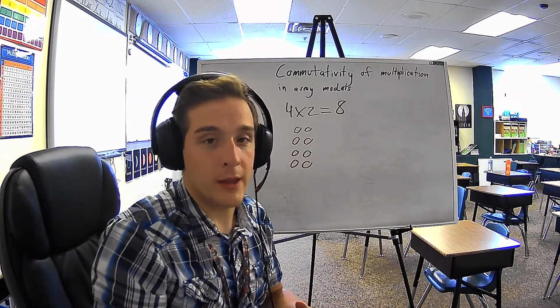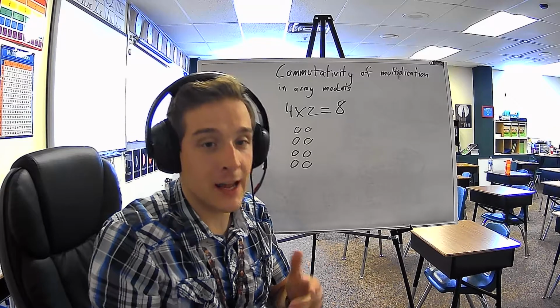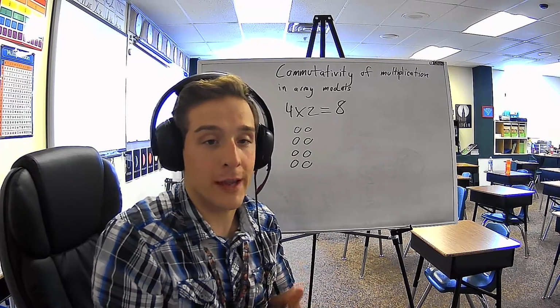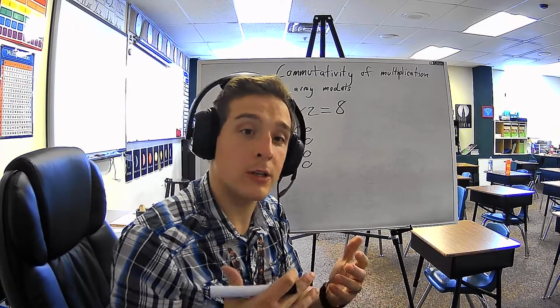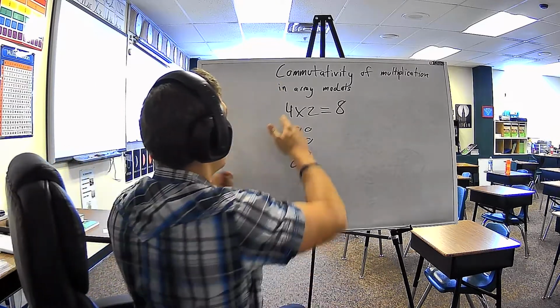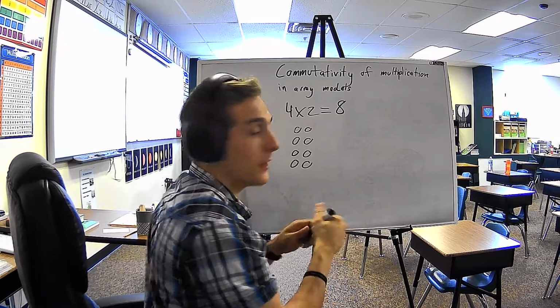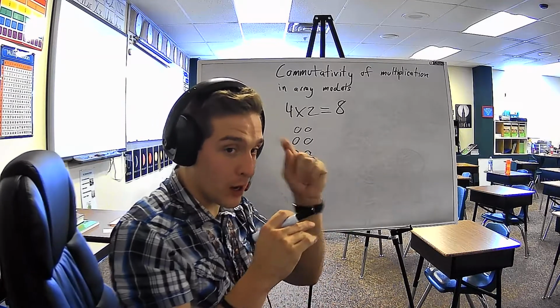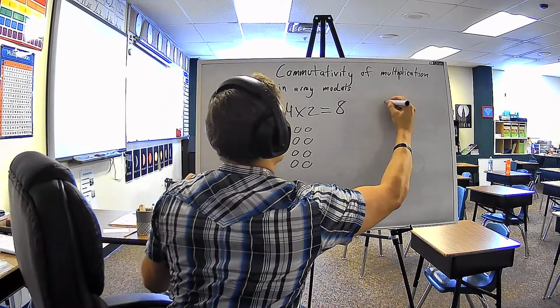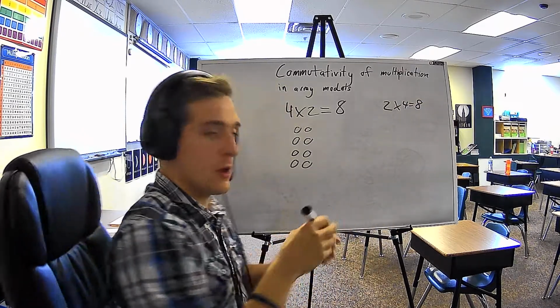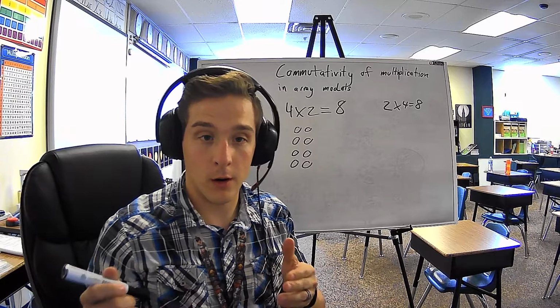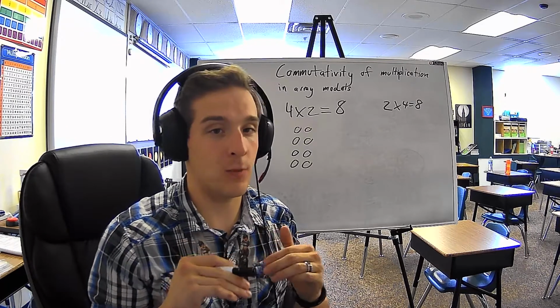So commutativity, the idea behind it is that there's fluidity in math, multiplication especially. And many of us may already understand or know the idea that 4 times 2 equals 8. And if we know that, that means we should automatically know that 2 times 4 equals 8 as well. 2 groups of 4 equals the exact same thing as 4 groups of 2.